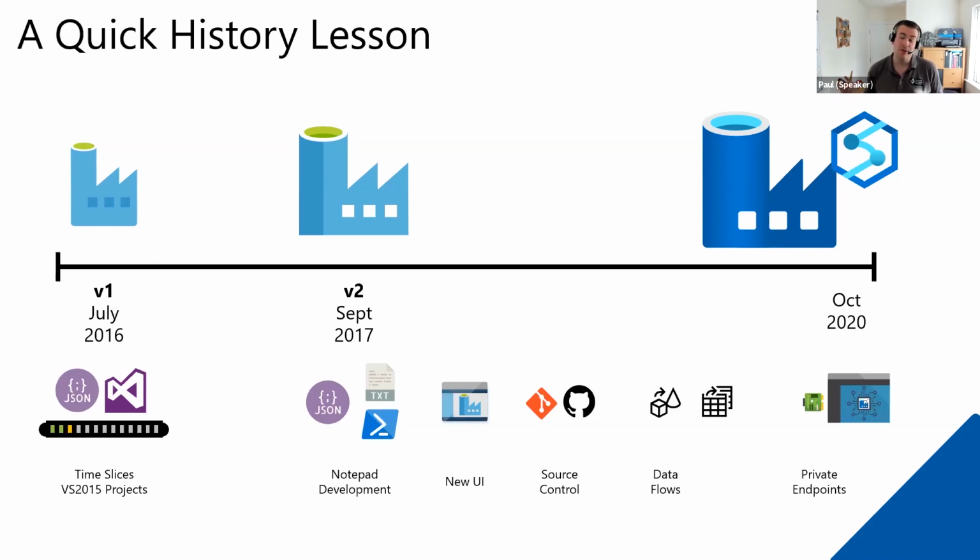Source control, probably an obvious one. Data flows was only first introduced, I saw the alpha version of data flows over in Redmond in March 2018. So there are parts of the service that are still perhaps quite new.